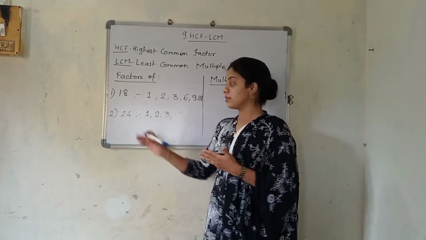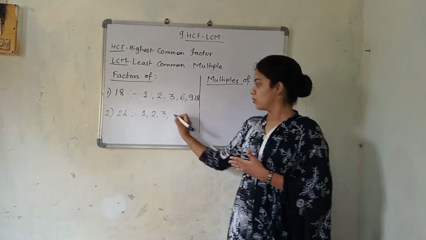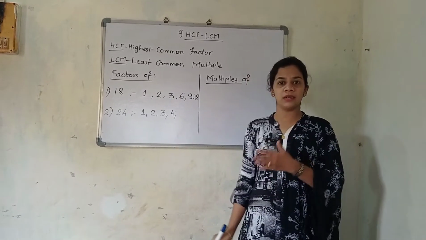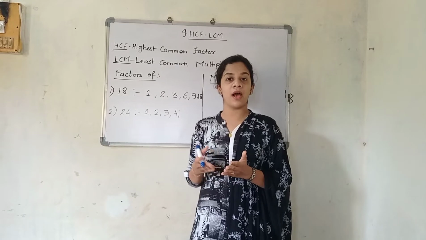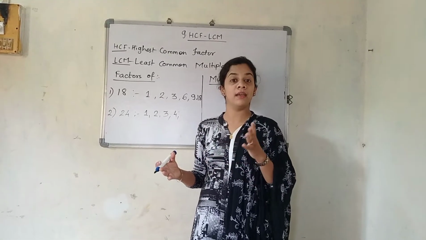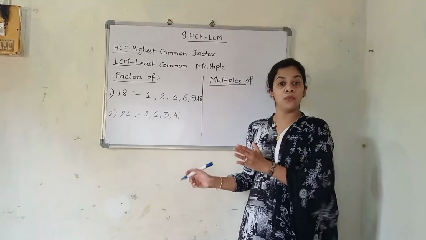In 4's table, does 24 occur? Yes, 4 6s are 24. So we are going to take 4. In 5's table, does 24 occur? No. Because in 5's table only numbers like 5, 10, 15, 20 occur, whose unit place is 5 or 0. So 5 will not come. 6 4s are 24.